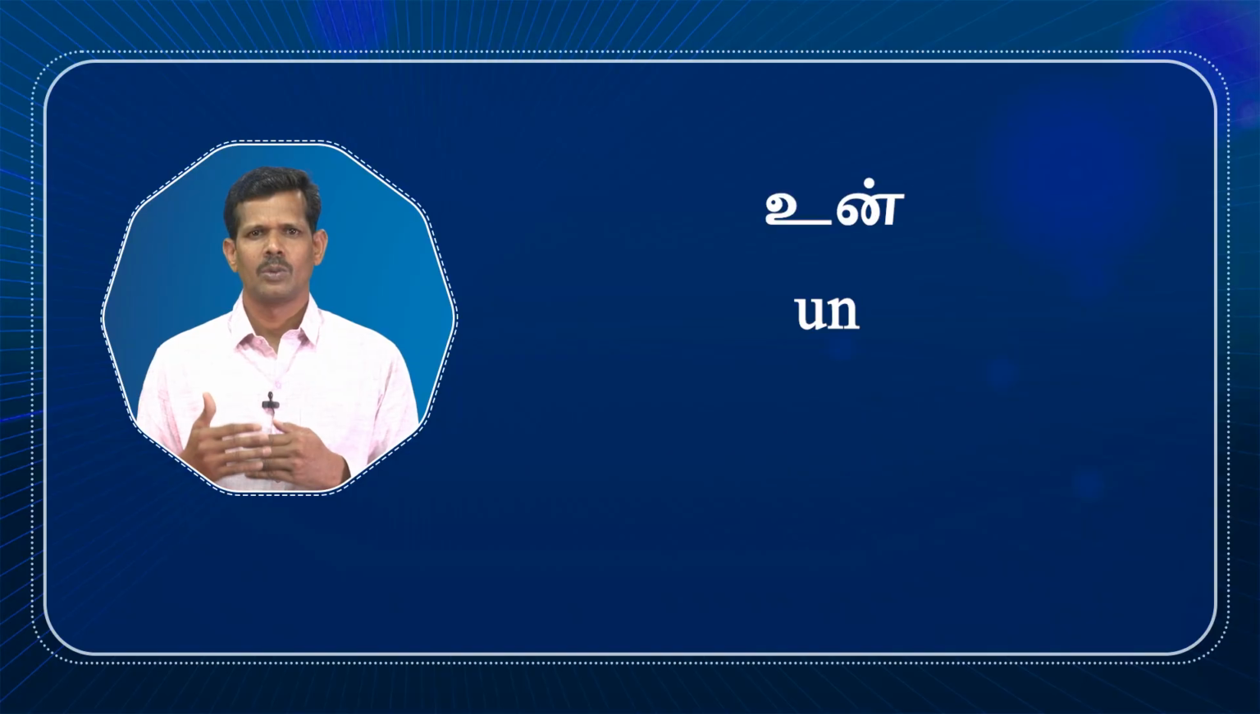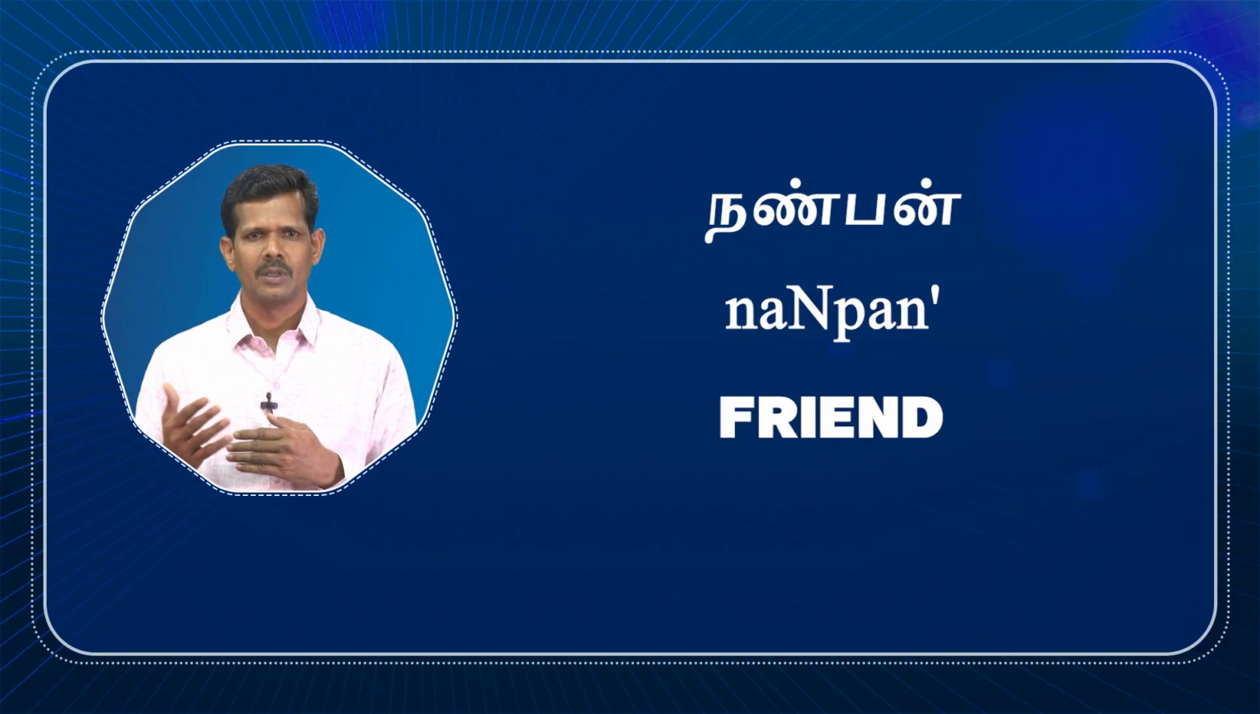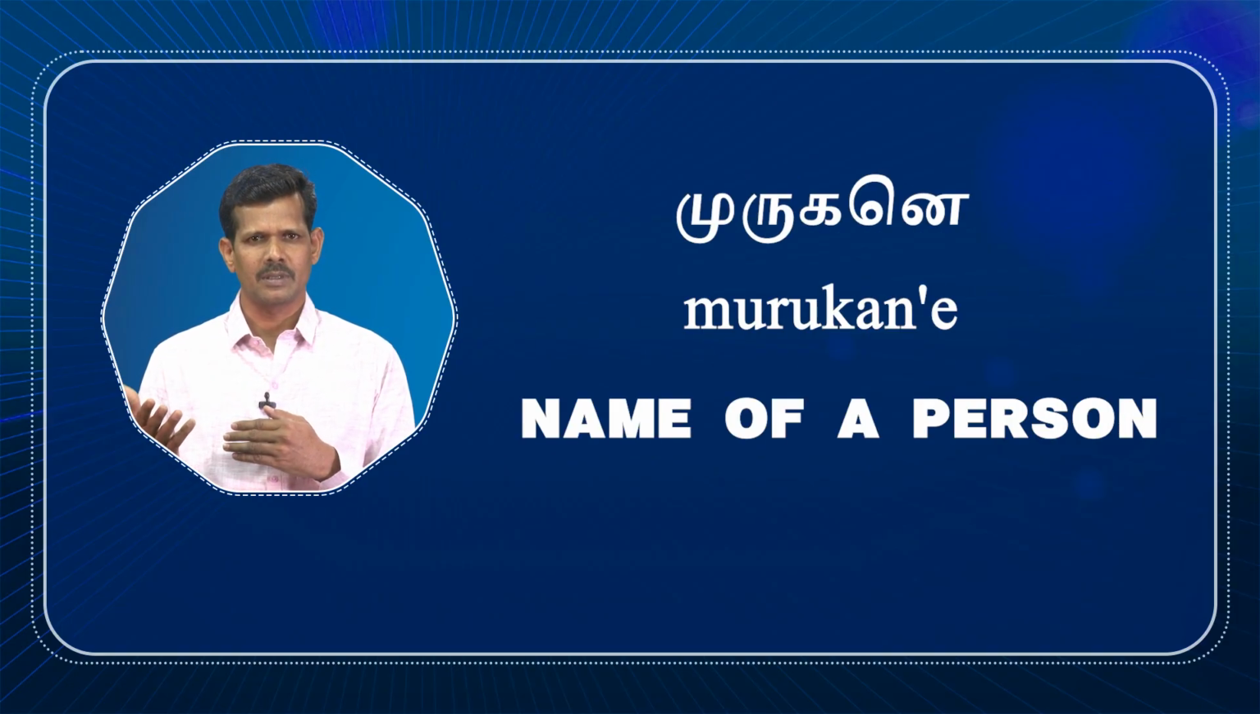As I have told you just now, the intensifier qualifies either adjective or adverb. Now, let us see the vocabulary which is used in this lesson and know how to form simple future tense and its corresponding negation. Un means your. Nanban means friend. Murugane, name of the person.